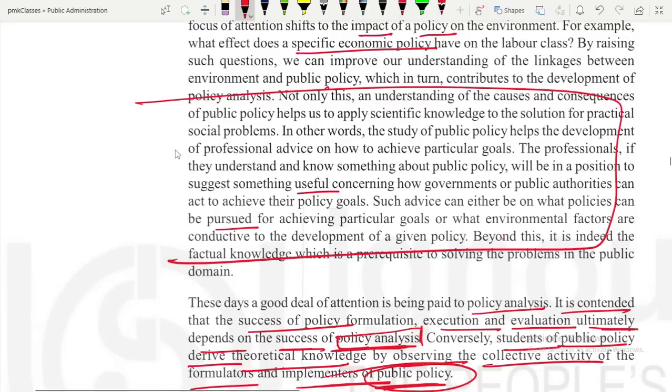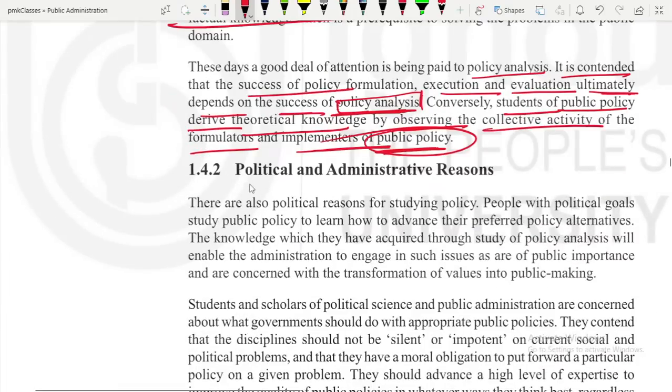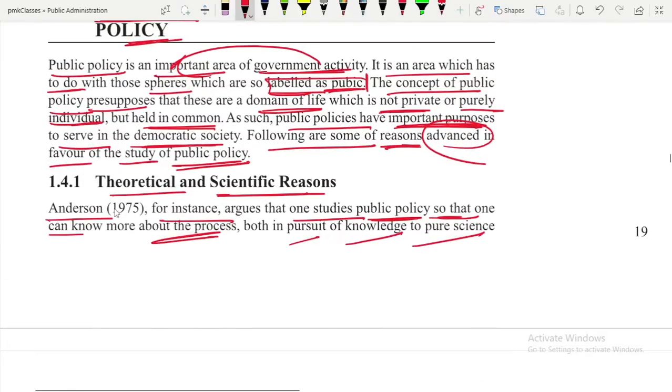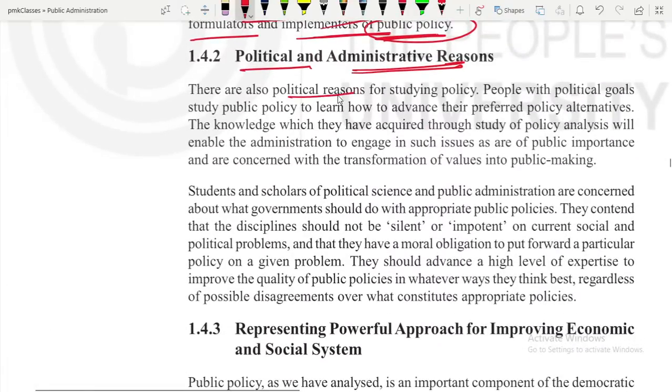Okay, first, to understand the issues, whatever the social problem, we can understand that social problem through public policy. Again, the environmental factors and goals, all these things we will understand through public policy. Now the second one is the political and administrative reason. Mainly we are studying the significant importance of public policy. The first significance of public policy is the theoretical and scientific reason. Then the political and administrative reason: there are also political reasons for studying policy. So what are the political reasons?